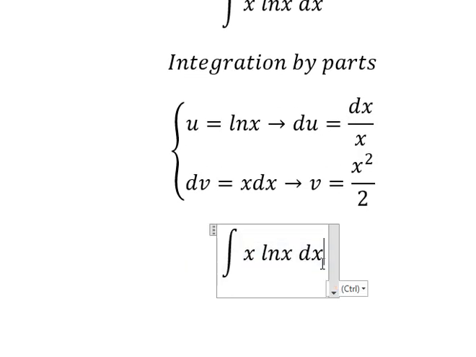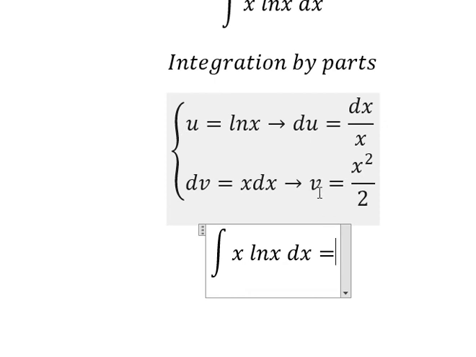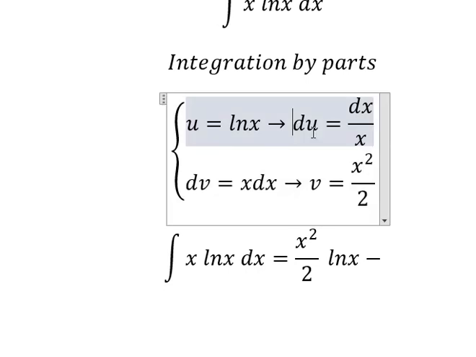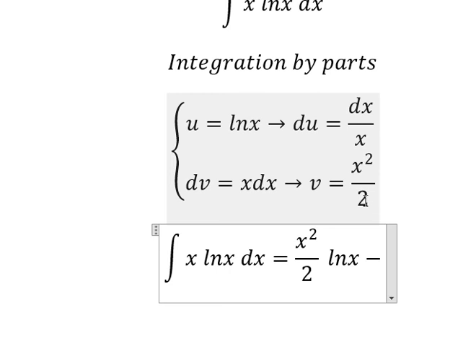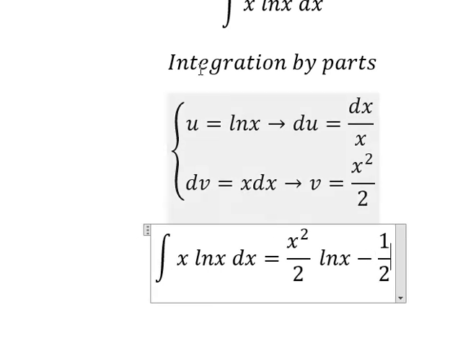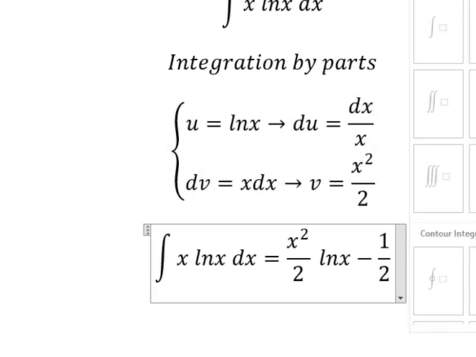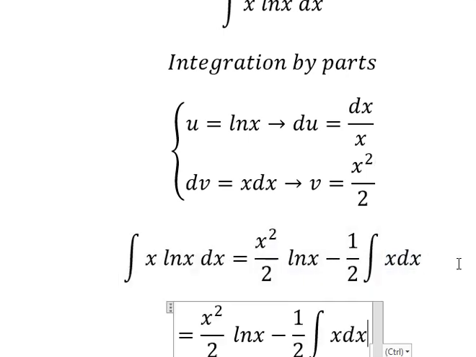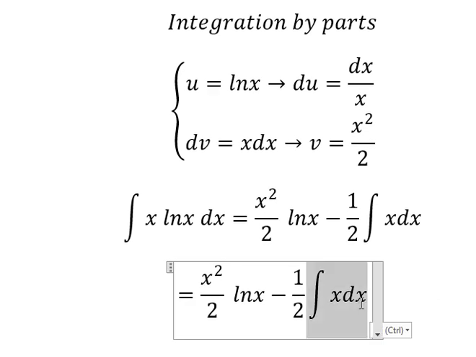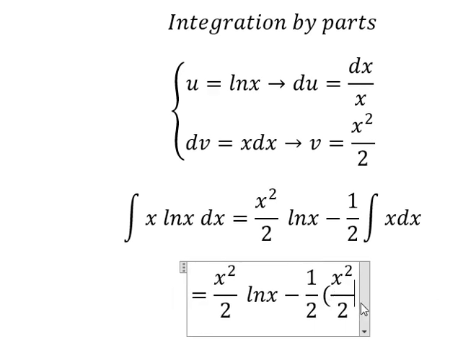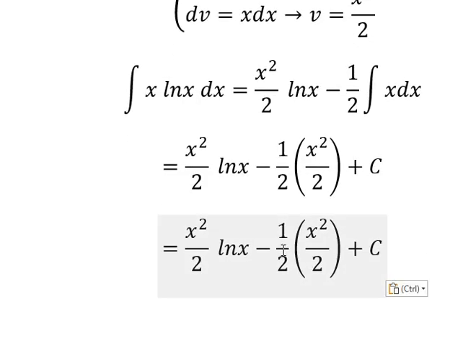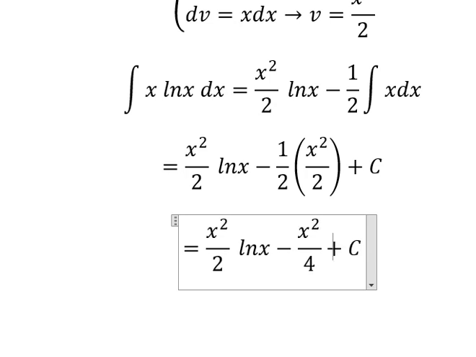So, we have u multiplied by v, minus the integral of v du, so we have x squared divided by x, and I will put number 2 outside. The integration of x, we have x squared over 2, and I will put c. This one, we have x squared over 4.